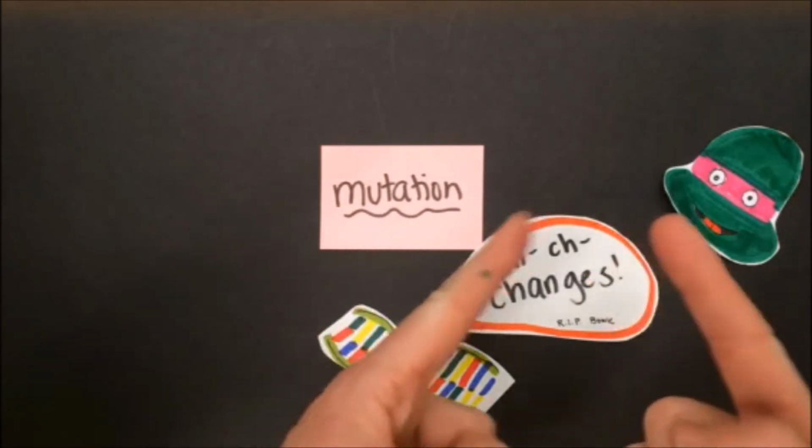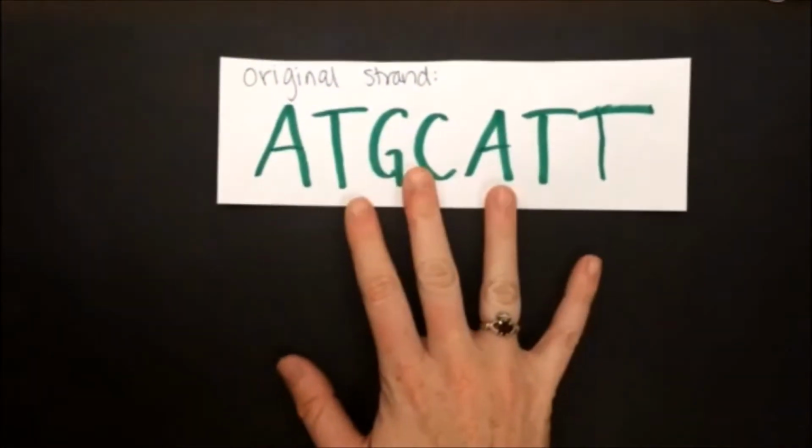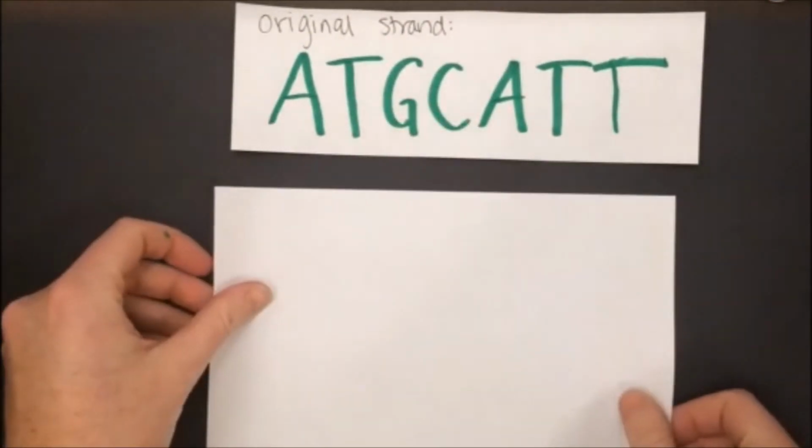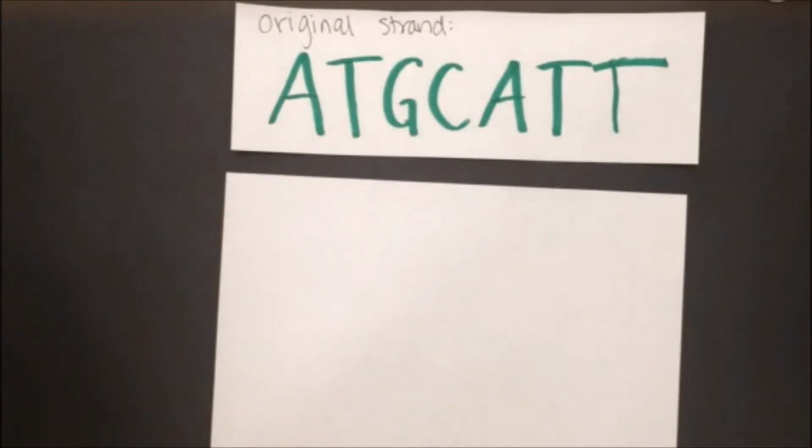So mutation is just a change. We learned about 4 different kinds of mutations in this unit. We'll go over each one using an example starting original strand. So if my original strand of DNA looks like this, and it gets copied with a mutation, the message or the code in the DNA is going to change.